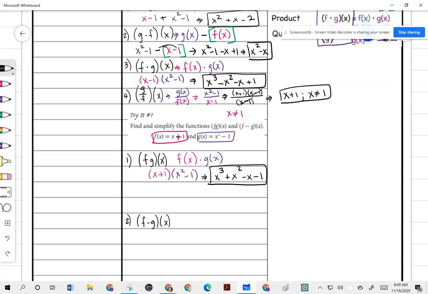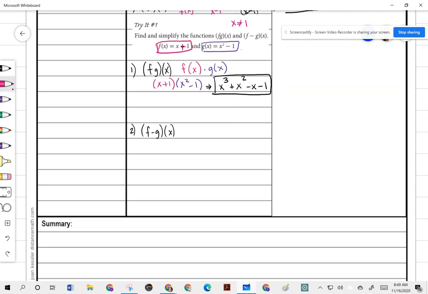Now let's take a look at the subtracting element. So this is going to be f of x minus g of x, but again it's subtracting, so I would love for you to put those brackets in. Now we just have x plus 1 minus x squared minus 1, in brackets or parentheses. When you simplify that, distribute your negative, and combine like terms, you're going to get negative x squared plus x plus 2.